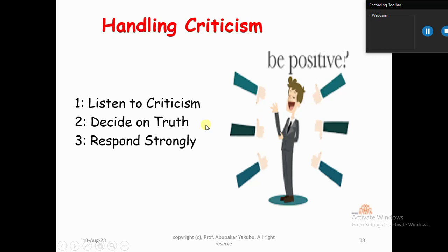I think with this, we've come to the end of the little that will aid in your presentation, and I know this will aid you in preparing very good slides and presenting to an academic audience.